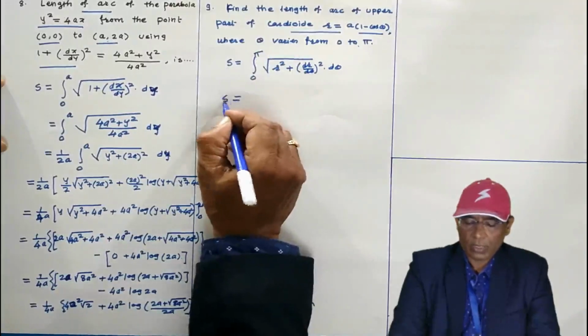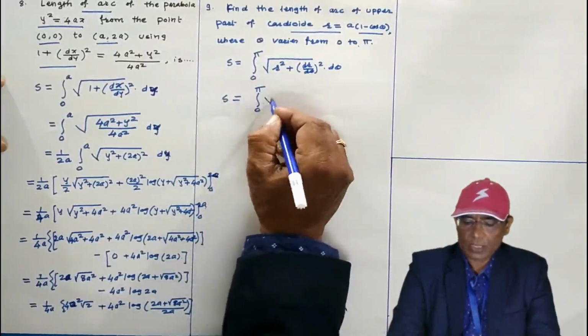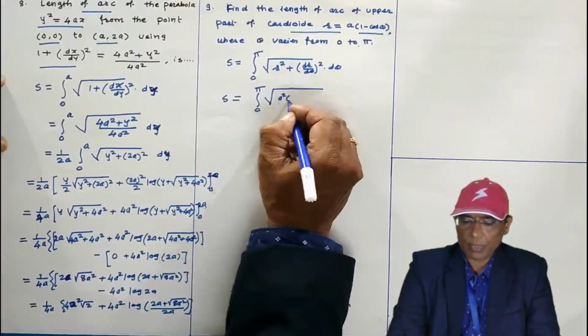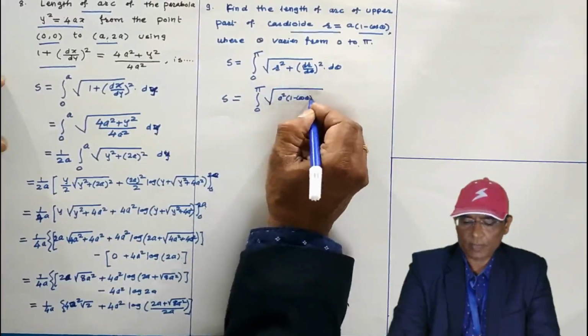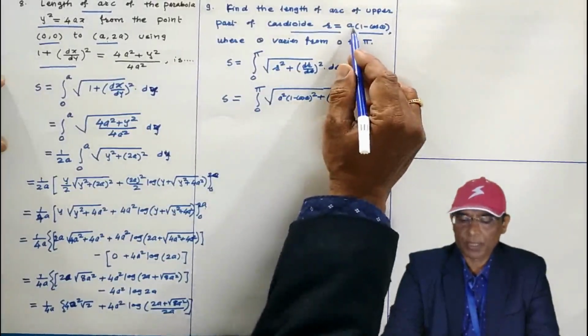Now, from 0 to pi, r squared is a squared (1 minus cos theta) squared plus (dr/d theta) squared. What is the derivative of this?